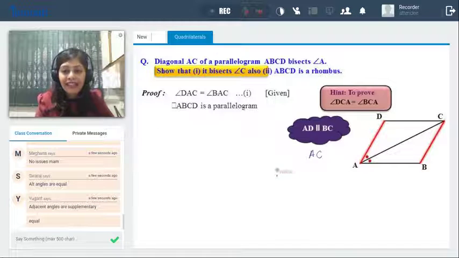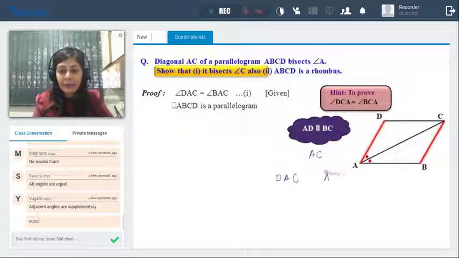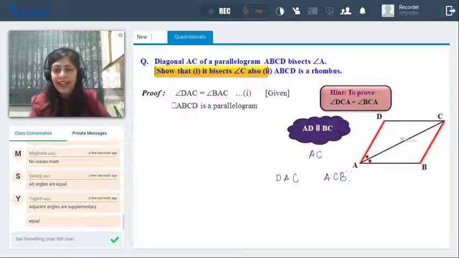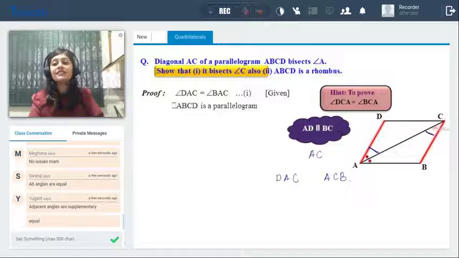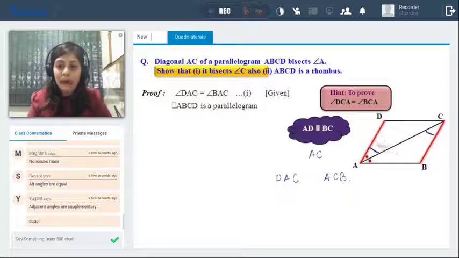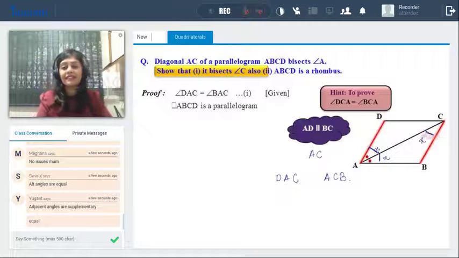So what about angle DAC and angle ACB? Students, pay attention. Look at angle DAC and angle ACB. What do they form? They form a pair of alternate angles. DAC and ACB form a pair of alternate angles, so they are equal. I'd already named these two angles as X and X. Now, since DAC is equal to ACB, I'm going to name this as X as well.